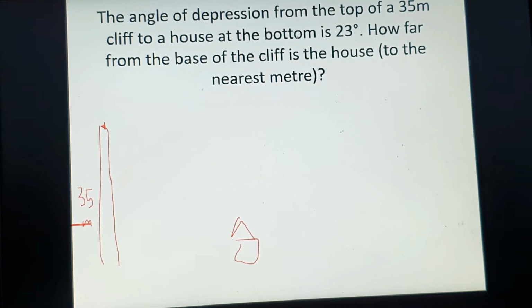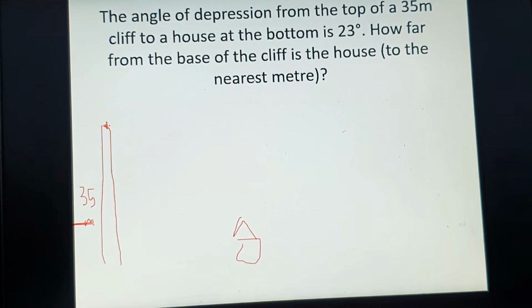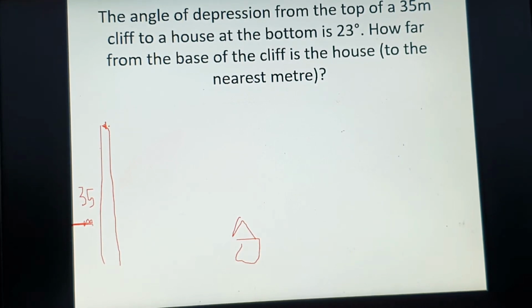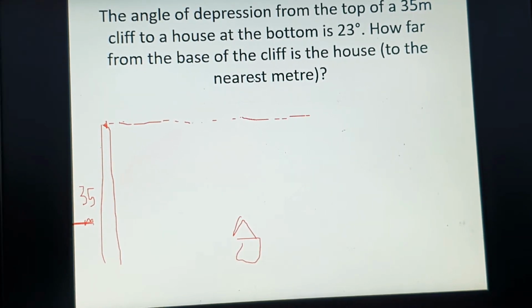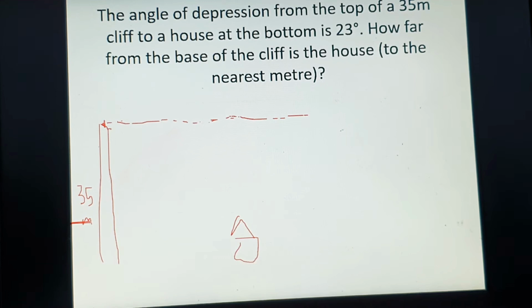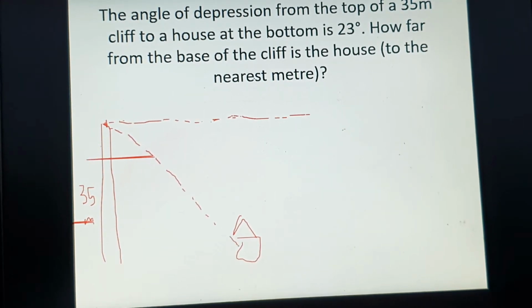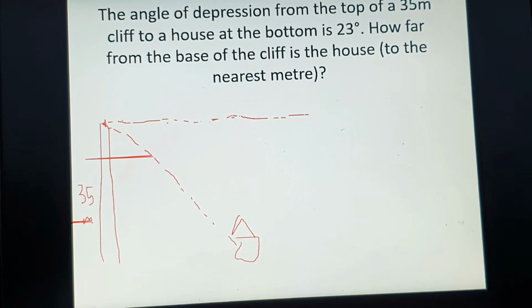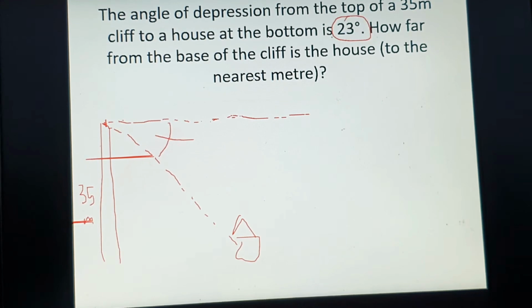So remember, to establish the angle of depression, we first have to have a horizontal. So you're at the top of the cliff. If you're standing here, your neutral gaze would be right here. This is your imaginary horizontal. It's not a very straight line, but you get me. So this is your horizontal. And now you're going to look down. So you're going to tilt your head down to look at the house down here. So this angle that you have tilted your head down apparently is 23 degrees.